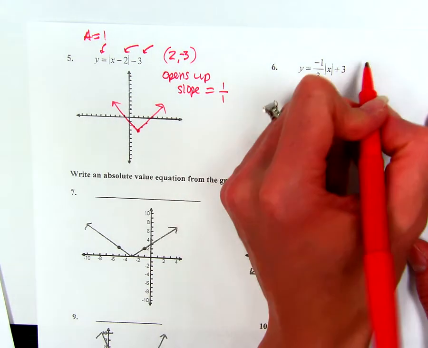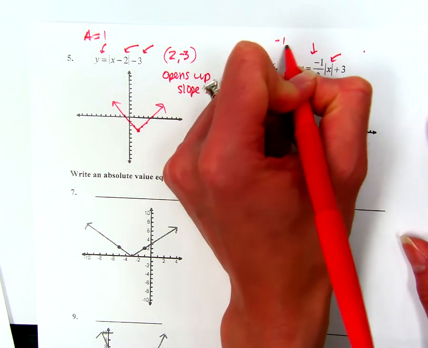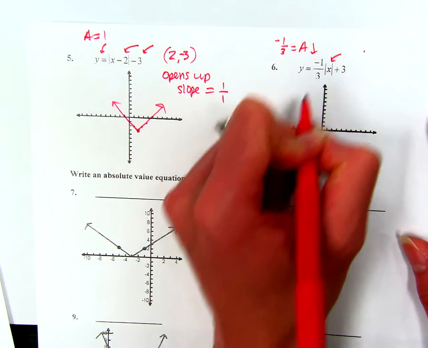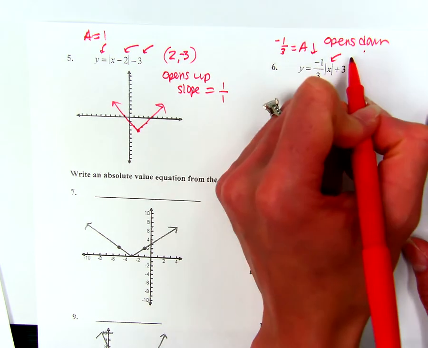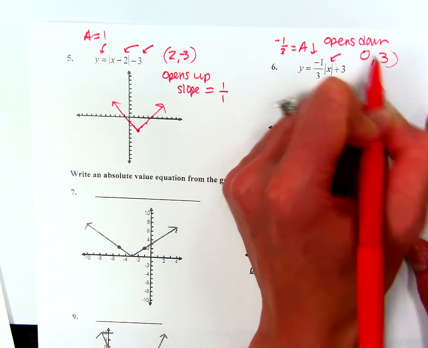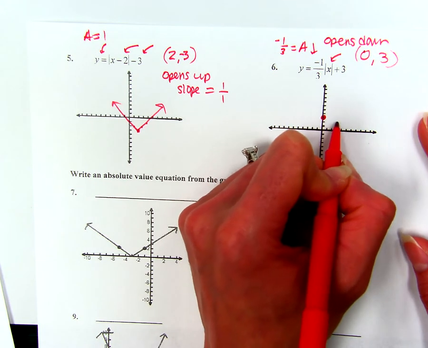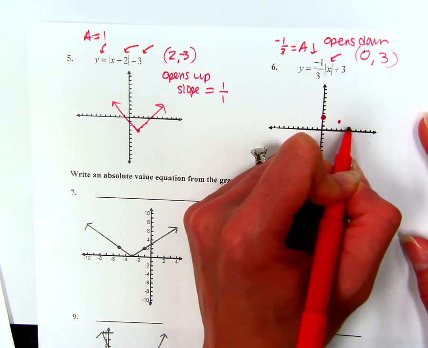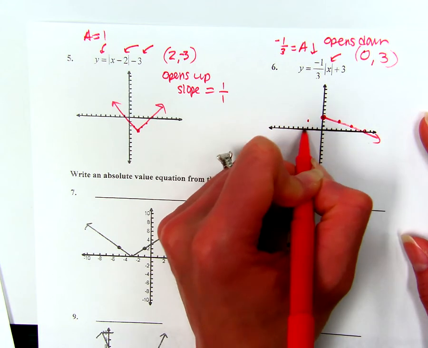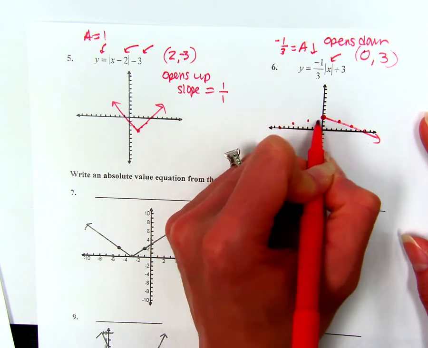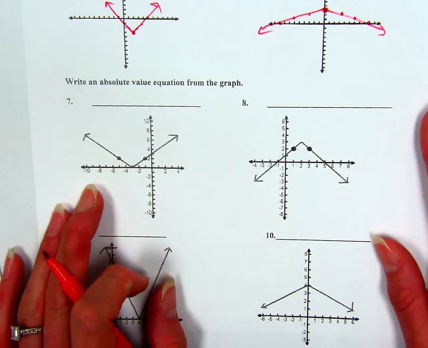And on this last one, my slope is -1 over 3, so that tells me it opens down. And then my vertex is 0, 3. So I started at 0, 3. I need to go down 1 over 3 to the right, down 1 over 3 to the right. And then do the same thing on the other side. Down 1 over 3, down 1 over 3. And I'm all done. All right, this time you're going to go backwards.